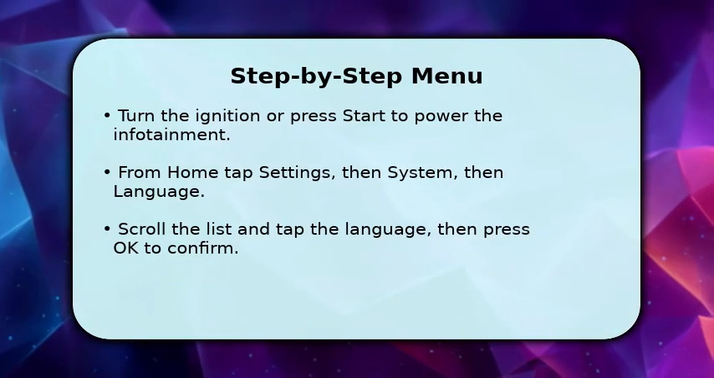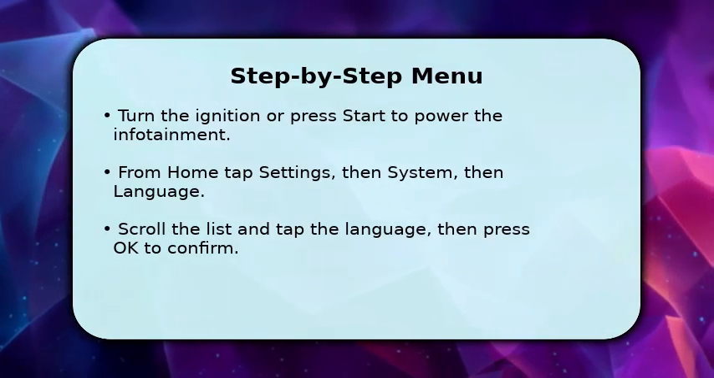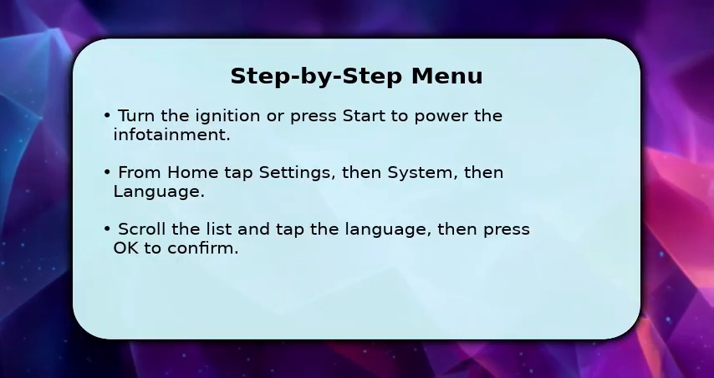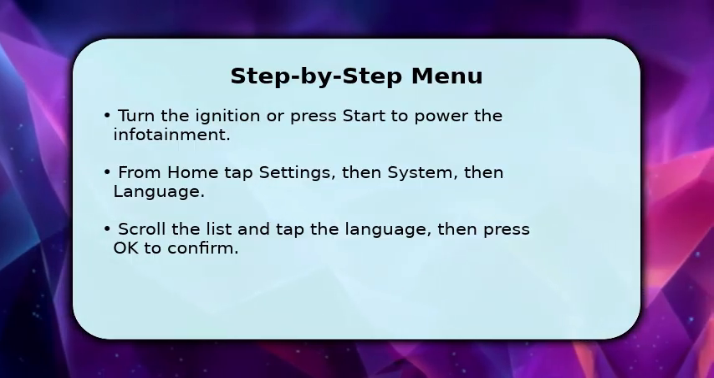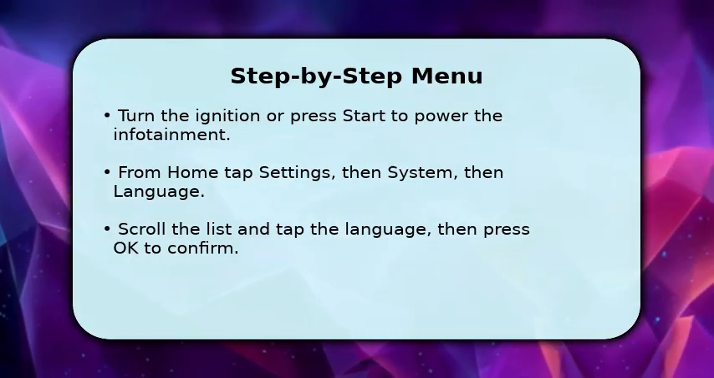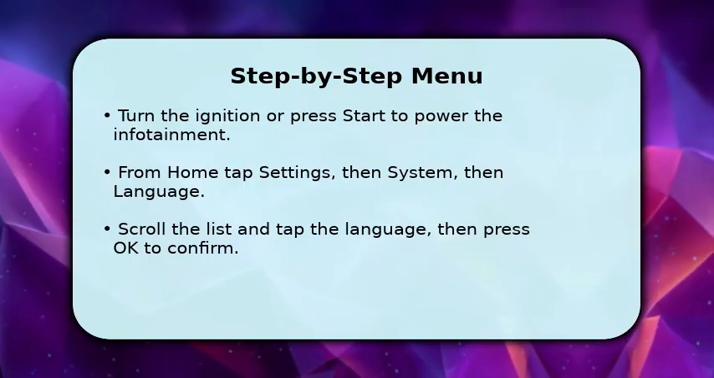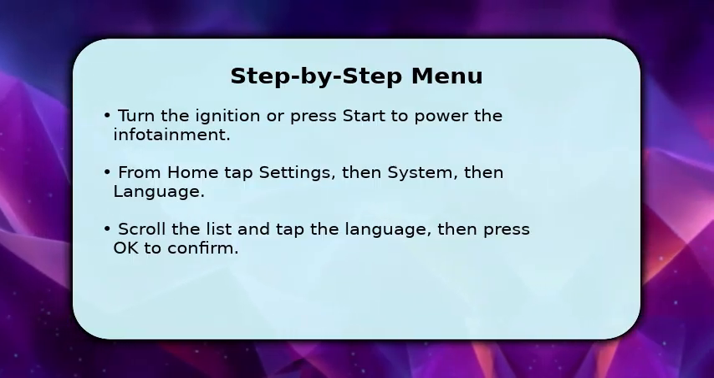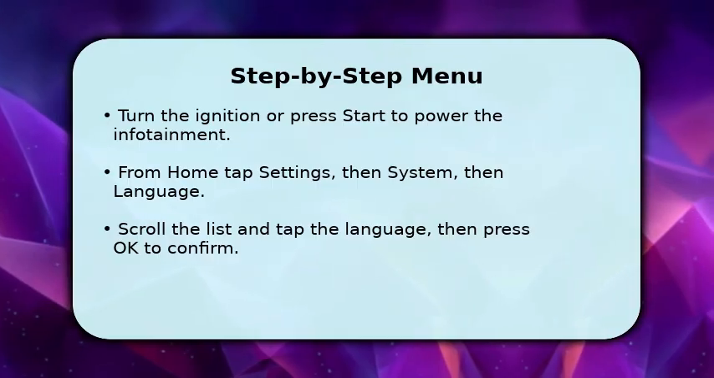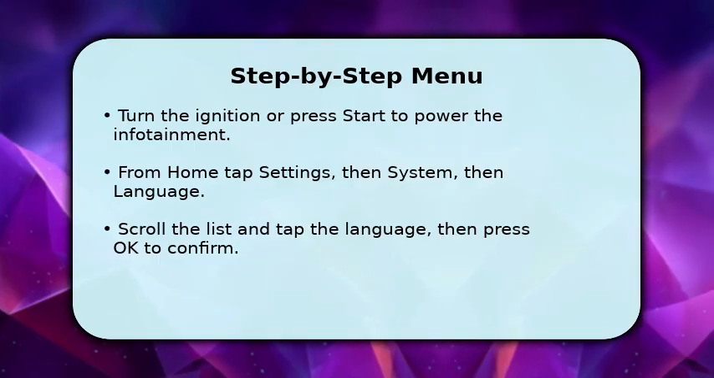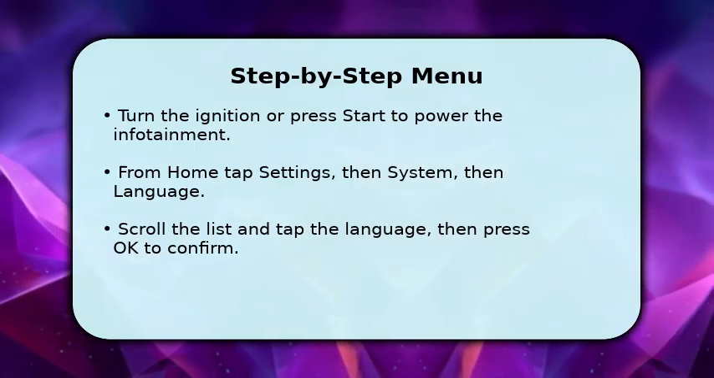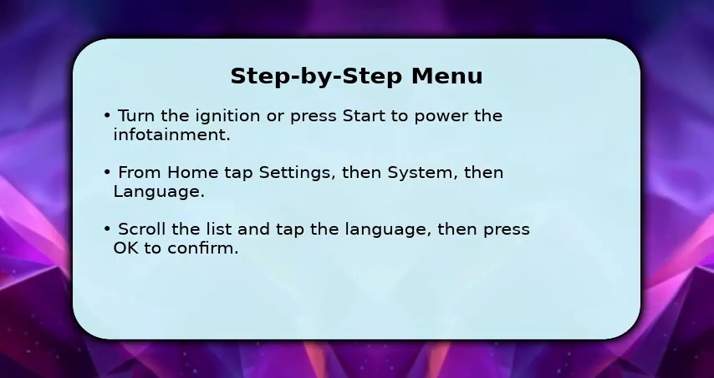Begin with the car on and the center display active, then open the home screen and tap Settings to access System. Locate Language in the System menu and open it to view the available languages. Use the touchscreen or rotary knob to scroll, highlight your choice, and select it with OK or Confirm. The system may prompt for confirmation and apply the change after a short restart, completing the language update smoothly.